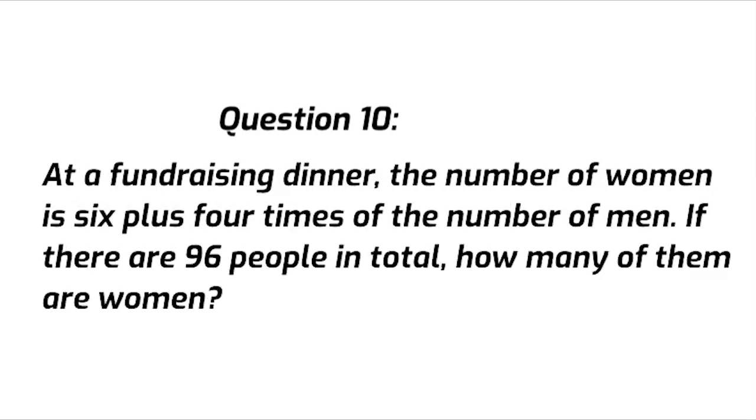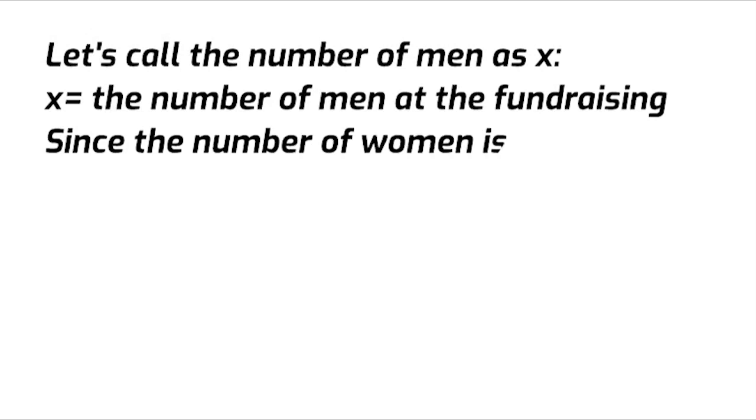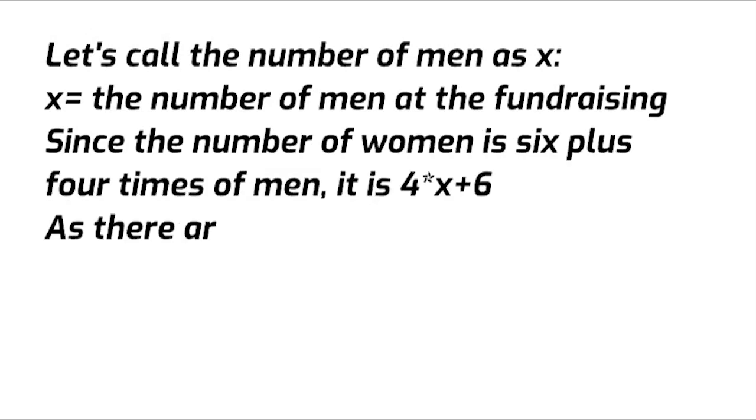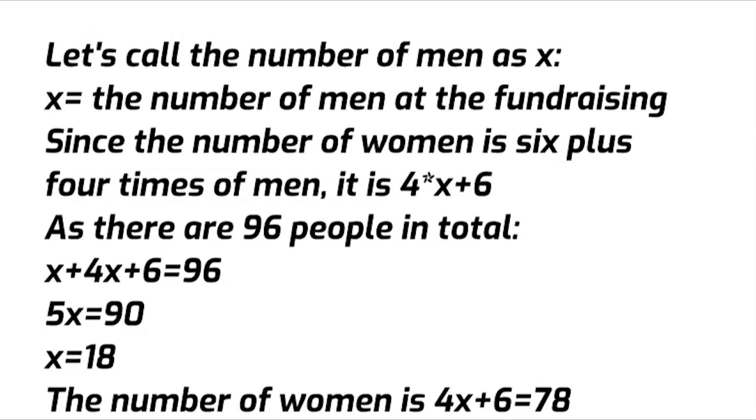At a fundraising dinner, the number of women is 6 plus 4 times the number of men. If there are 96 people in total, how many of them are women? Let's call the number of men x, so x equals the number of men at the fundraising. Since the number of women is 6 plus 4 times the men, it is 4x plus 6.